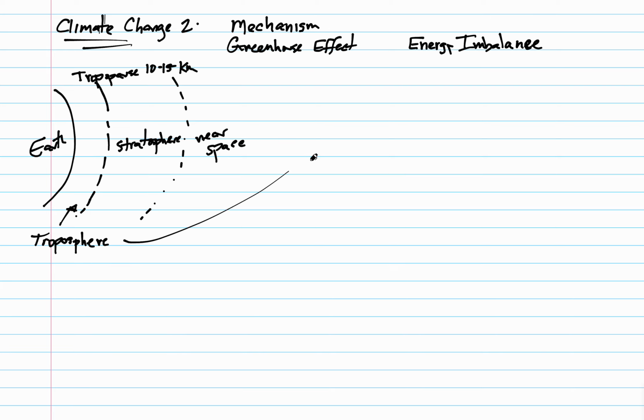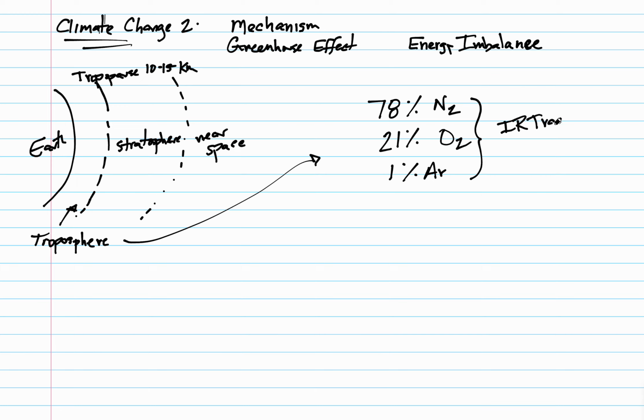Now, the composition of the troposphere, we could actually quiz you on it, but this is not a quiz, this is a lecture, so I'll just give it to you. 78% of the troposphere is nitrogen, and 21% of the air we breathe is oxygen, and 1% is argon. That sums to 99%, and these are the big components, and they are infrared transparent.